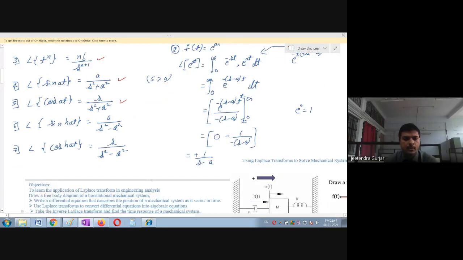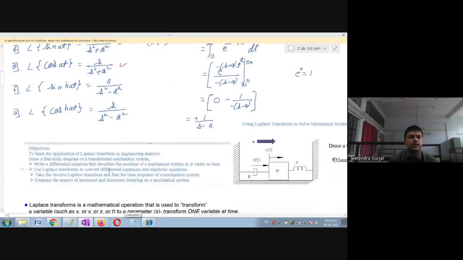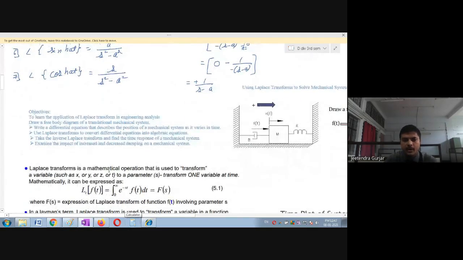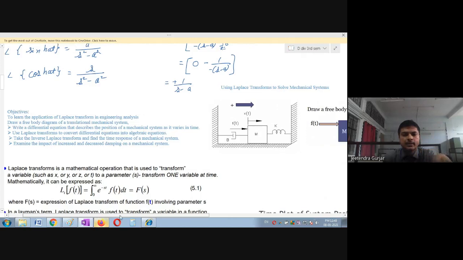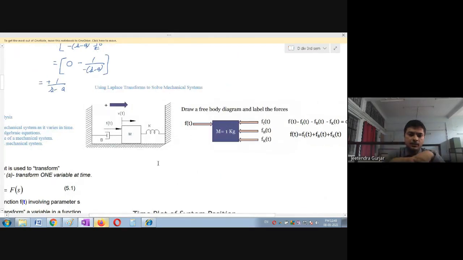Okay, students. Now we'll move to the next topic, that is objectives. Very, very important objectives we have here. Why do we study this Laplace transform? This question arises, especially for engineering students. We can see the objective is to learn the applications of Laplace transform in engineering analysis, for example drawing a free body diagram of a translational mechanical system. Yes, students, you can see one example I have taken here. So you can see the use of Laplace transform to solve a mechanical system. Yes, this is the mechanical system we have taken here.